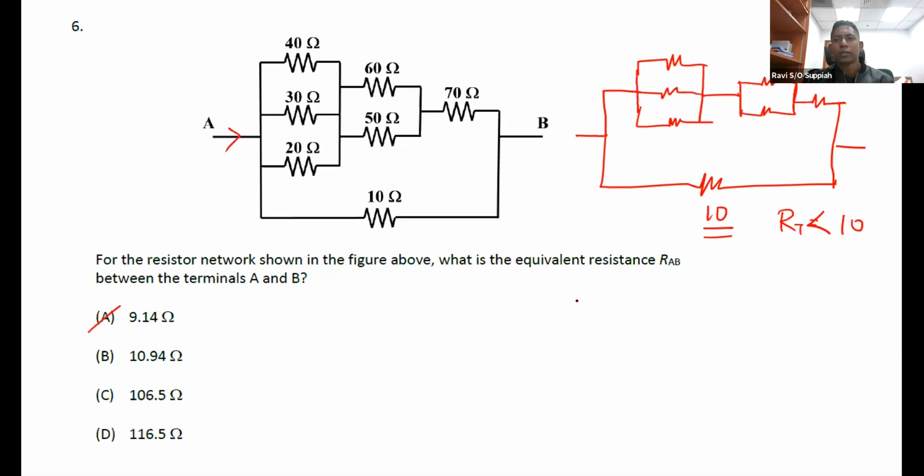Okay, because when I have resistors in parallel, the final resistance will always be smaller than the smallest resistance. So since I have 10, the total resistance is always going to be lesser than 10. Okay, and the only option here which is lesser than 10 is this. All right, so if you see this, you can get the answer very quickly, correct, without calculating anything. All right, so that is basically what this question is trying to test you on.